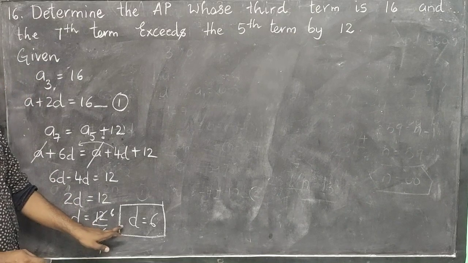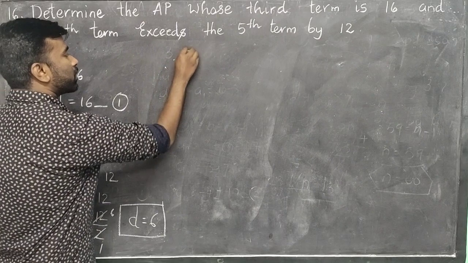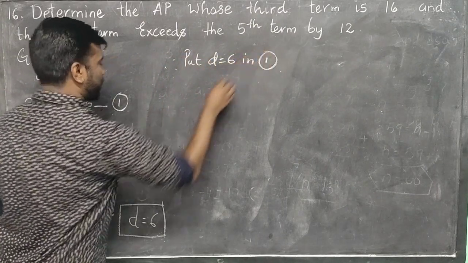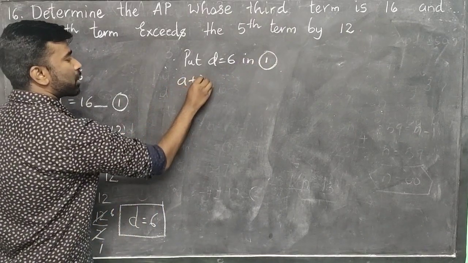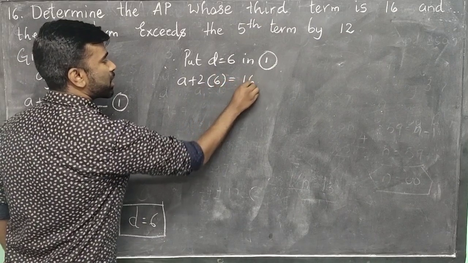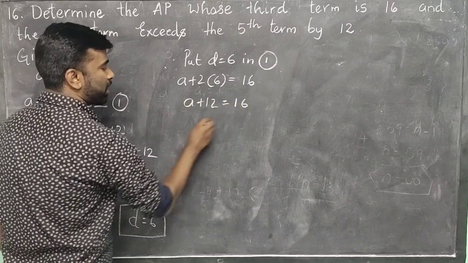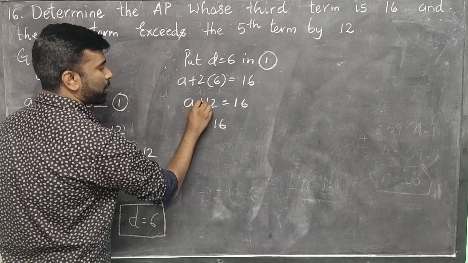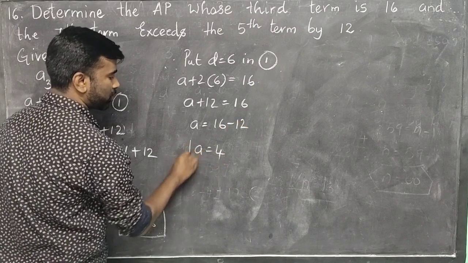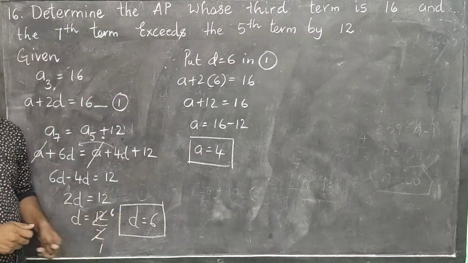Now substitute the value of 6 in equation 1. Put D equals 6 in equation 1. What we get? A plus 2 times D, which is 6, is equal to 16. 2 into 6 is 12. A plus 12 equals 16. A equals 16 plus 12 shifted to RHS, it becomes minus 12. A equals 4. We got A equals 4 and D as 6.